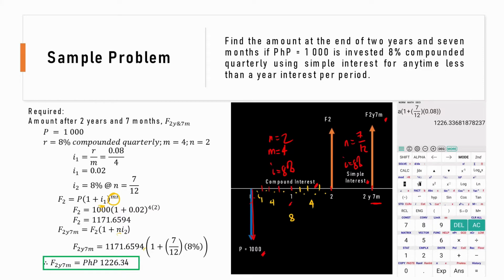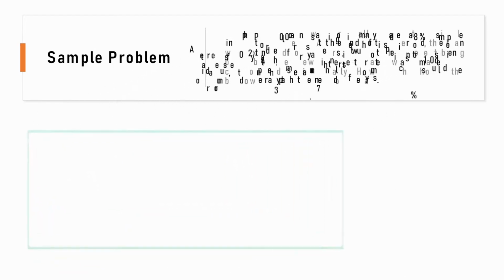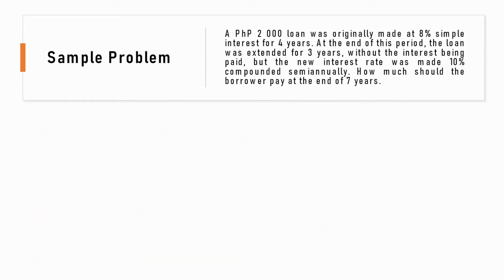So madali lang namang mag-analyze, no? Kayang-kaya nyo yan. Sa next sample problem, a 2,000 peso loan was originally made at 8% simple interest for 4 years. At the end of this period, the loan was extended for 3 years without the interest being paid. But the new interest rate was made 10% compounded semi-annually. How much should the borrower pay at the end of 7 years?